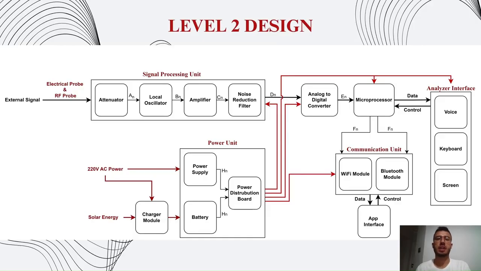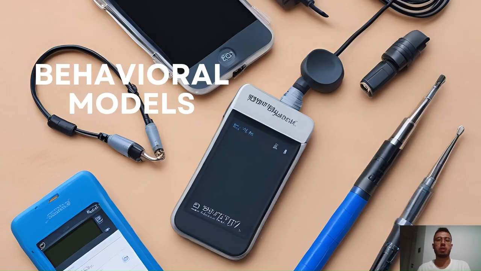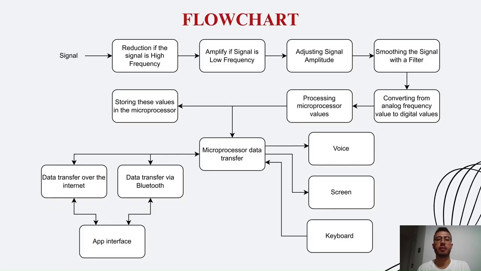Hello, I am EMRE, a software engineer on the project. In the first part, I explained the planning, the meetings, and needs. Now I will describe the level 2 design. Signals are shown in the signal processing section, digitized via the ADC, sent to the microcontroller, then to the analyzer interface and communication unit. Control commands from the app interface and keyboard module go to the microcontroller, and the power unit supplies system energy. I'm going to introduce behavioral models to you now.